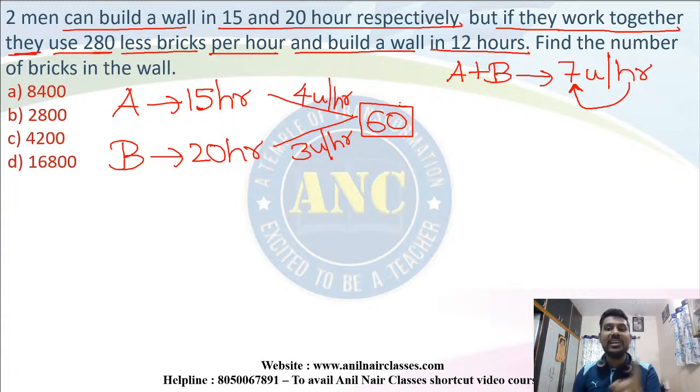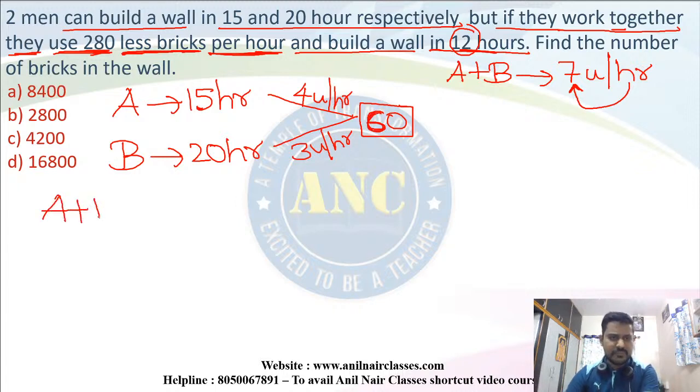But the question says, if they work together, they use 280 fewer bricks per hour and build a wall in 12 hours. That means they would have actually completed it in 8.5 hours approximately if they had used all the bricks to build the wall. But unfortunately, because of some issues, they took 12 hours. To complete 60 chocolates, they took 12 hours.